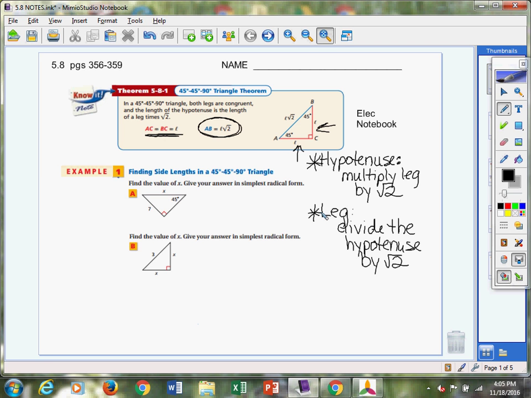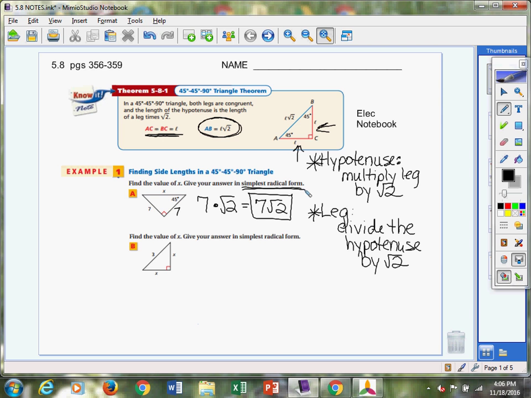A is really easy. I like A because they want us to find X, and in A, X is our hypotenuse. So I know that one leg, and in fact both legs, are 7. And to find my hypotenuse, I'm going to take the length of the leg, 7, times the square root of 2. And that means the hypotenuse is 7 times the square root of 2. Because they don't want a decimal answer. They want it in simplest radical form. And that's as simple as I can get it. I cannot break down the square root of 2 any more than that. So that very simply is the answer.